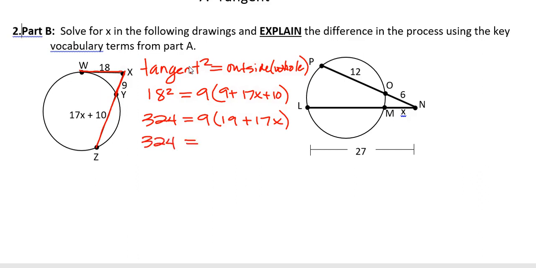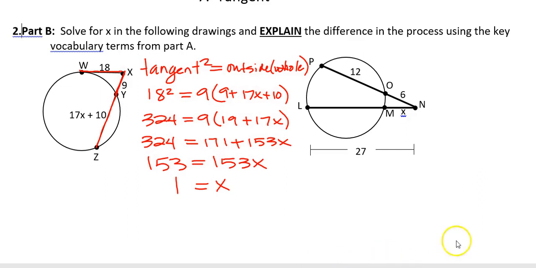We're going to multiply the 9 times the 19. That gives us 171. 9 times 17x. That gives us 153x. Then we're going to subtract the 171 from both sides. So that gives us 153 is equal to 153x. So we can see here that x is equal to 1. Now, again, you need to talk through the explanation of this, and we'll talk about that in a second, but right now we're going to go on to this other problem over here on the right.